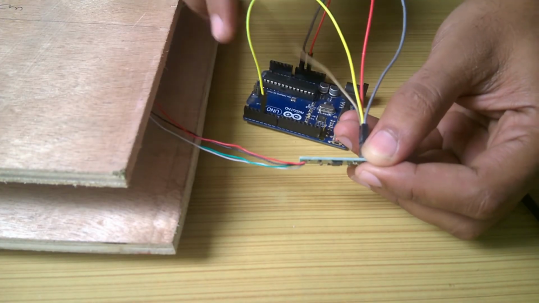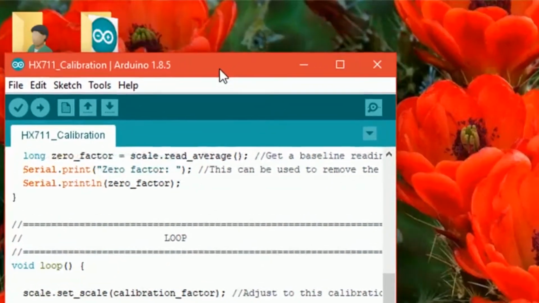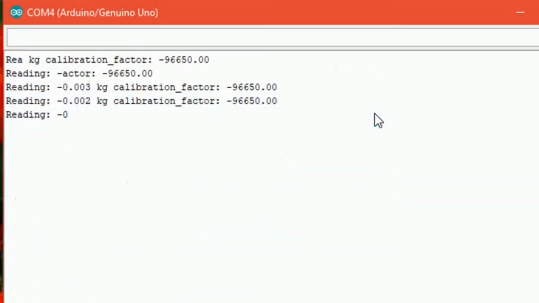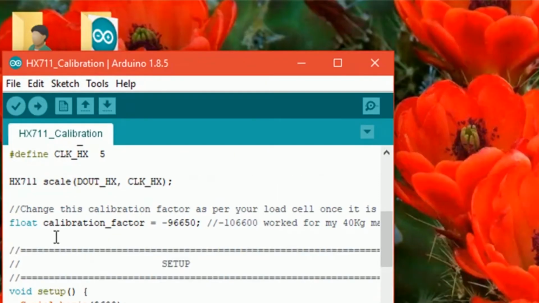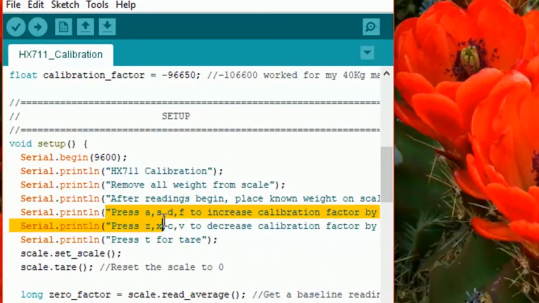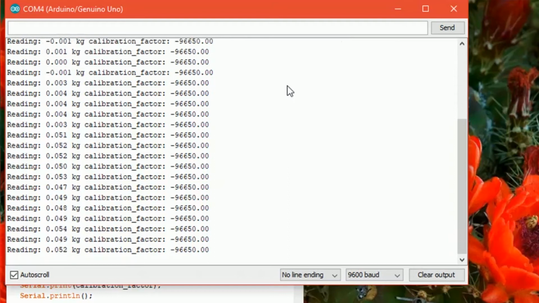After that was done, I connected the HX711 module to Arduino in this manner and uploaded this calibration sketch to Arduino. I opened the serial monitor, kept a known weight on the plate and noticed the readings. What we have to do here is to determine the calibration factor of our load cell, which gives the correct readings of the weight on the load cell. I used A, S, D and F and Z, X, C and V to increase or decrease the calibration factor respectively. When the reading shown on the serial monitor matches the known weight of the object on the load cell, I stopped, took a note of the calibration factor and disconnected everything.